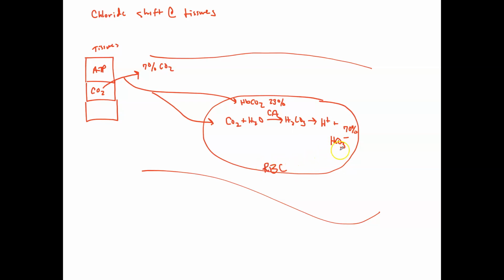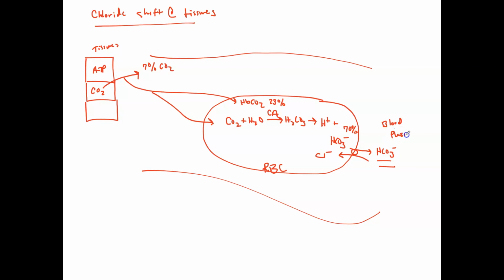Once we form bicarbonate in the red blood cell, the bicarbonate is going to be transported out into the plasma. So bicarbonate leaves the red blood cell, goes into the blood plasma in exchange for chloride. So the chloride ion enters from the plasma into the red blood cell, to balance out the charge. So bicarbonate leaves, negative charge, chloride comes in, negative charge, and we maintain electrical balance. And so this is the chloride shift that takes place at the tissues in order to put bicarbonate in the blood plasma.